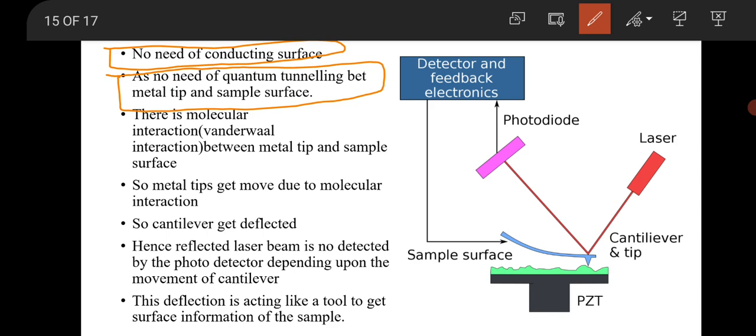There is no quantum tunneling, but between the metal tip and the surface of the sample, a molecular interaction is there. This molecular interaction may be the van der Waals interaction or any kind of electrostatic interaction. In STM there was quantum tunneling of the electron between the metal tip and the surface of the sample, but here, due to the molecular interaction, because the surface of the sample has a lot of molecules or atoms, and the metal tip also contains a lot of atoms, there is a van der Waals or electrostatic interaction between them. Depending upon the strength of the interaction, this cantilever will start moving.